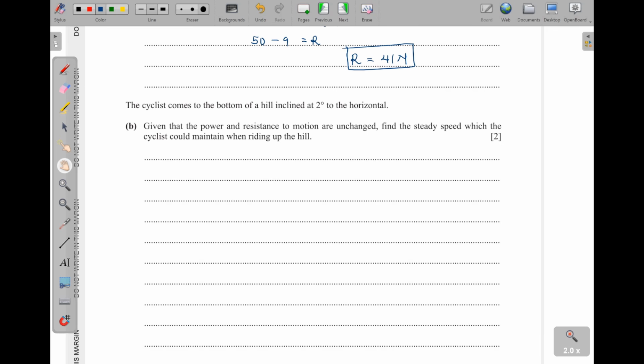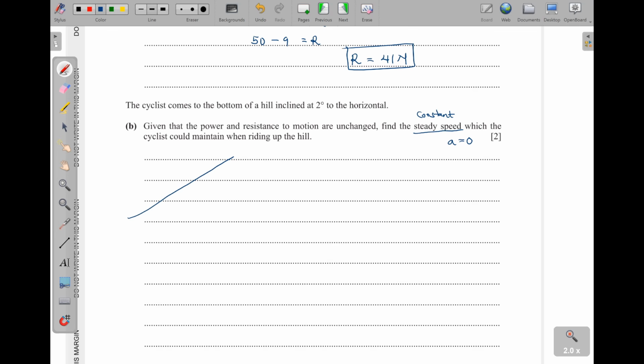Given that the power and the resistance to motion are unchanged, find the steady speed. Steady speed is the same as constant speed, and for this case, acceleration is 0. Find the steady speed which the cyclist could maintain when riding up the hill.